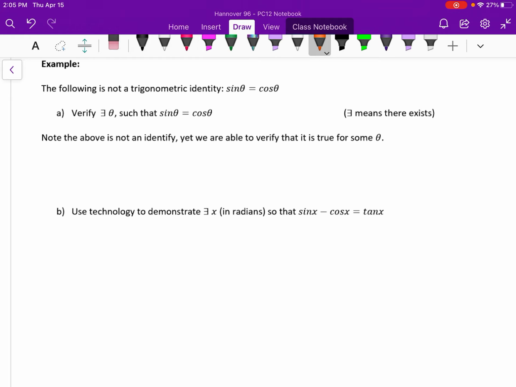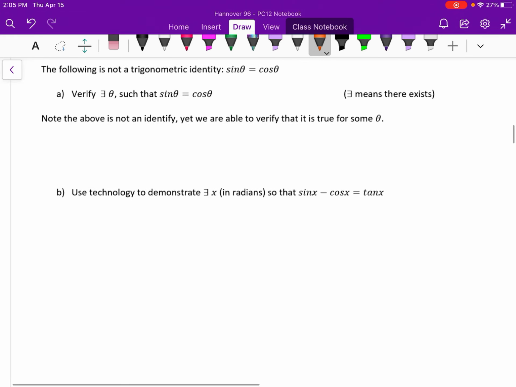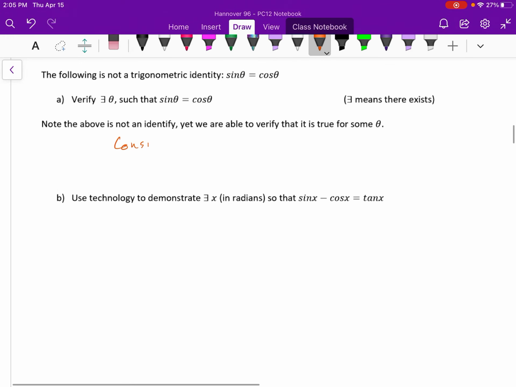Before I get started, sure, consider theta is equal to 45 degrees. If theta is equal to 45 degrees, sine of 45 is equal to the cosine of 45 degrees because they both simplify to 1 over root 2. However, this is true for one example, but it's not a trigonometric identity. A trigonometric identity proves that it is true for all angles.